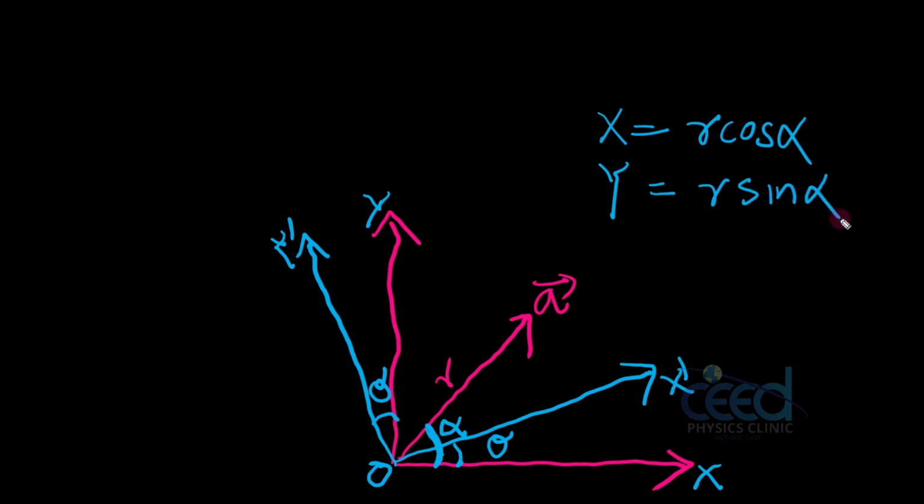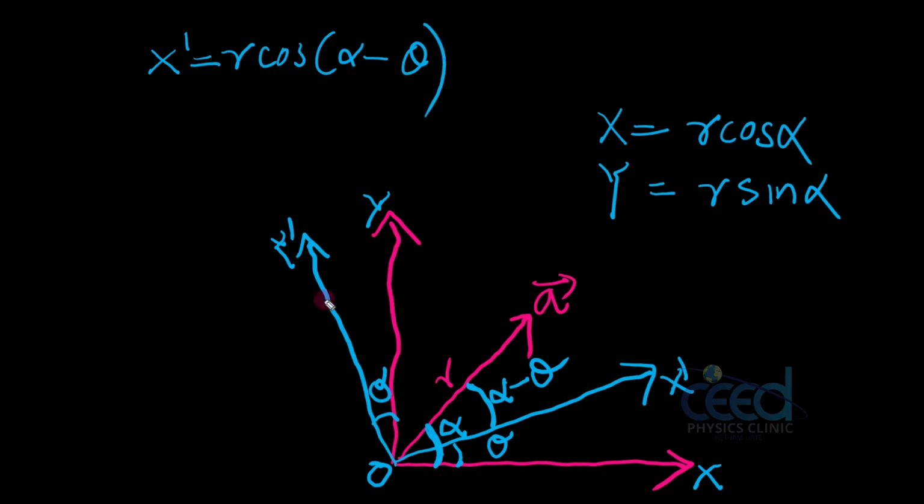Now we are going to represent the same r in this x dash y dash. For x dash y dash, the same angle makes alpha minus theta. This angle is alpha minus theta, right? So I can write this x dash as r into cos(alpha minus theta), right? And also this y dash I can represent as y dash is equal to r sin(alpha minus theta).